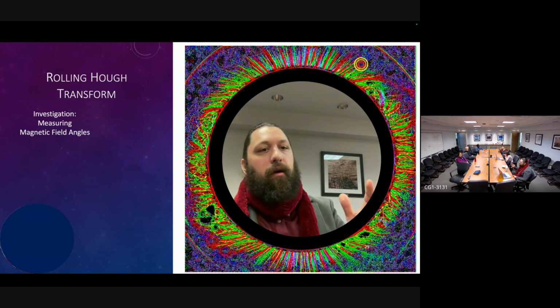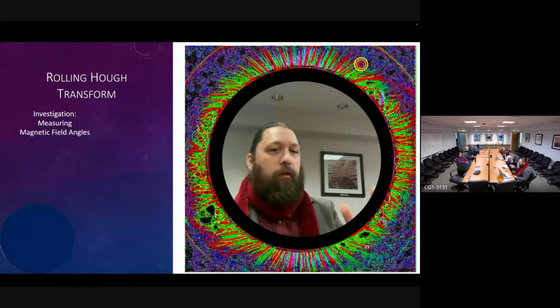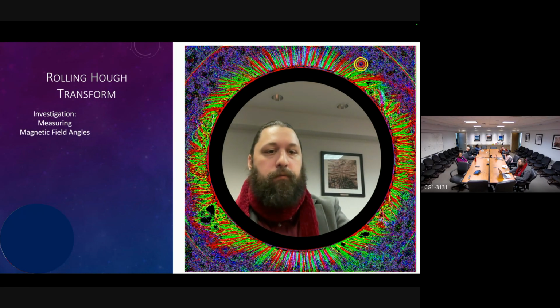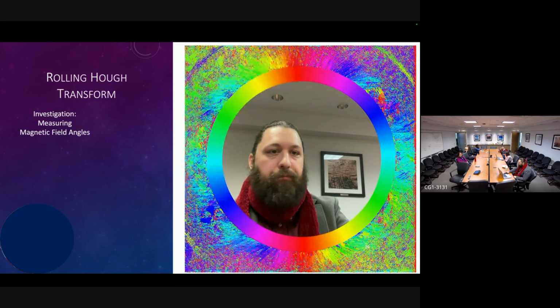So the red and the green are both high quality angles being found, and the blue stuff is probably not going to be particularly accurate. But then we can turn that into the angle using a typical HSV scale, hue saturation value.